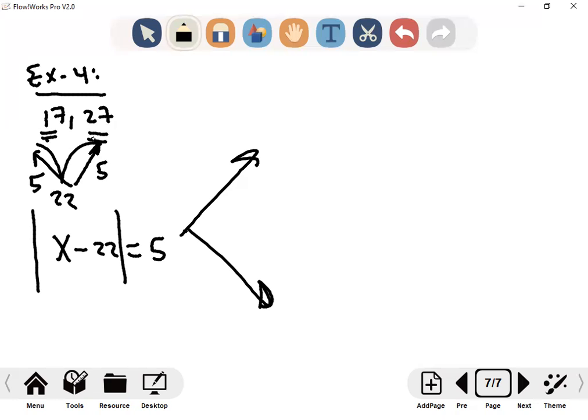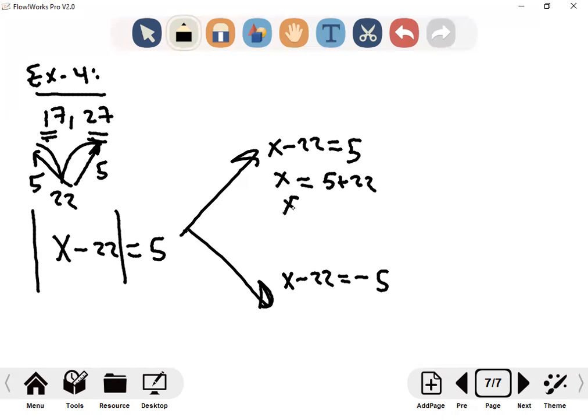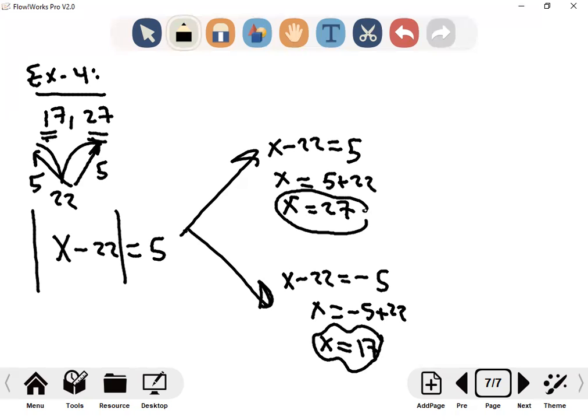Let's solve this to check if we will have these two solutions or not. Now x minus 22 should be 5, or x minus 22 should be what? x equals 5 plus 22, which is 27, or x equals minus 5 plus 22, which is 17. Which are the two solutions that the question wants. Again, if you have the two solutions, just find the middle number between them. How? By adding them and dividing by 2. It will be 22.